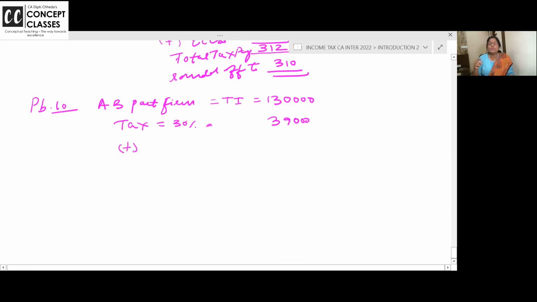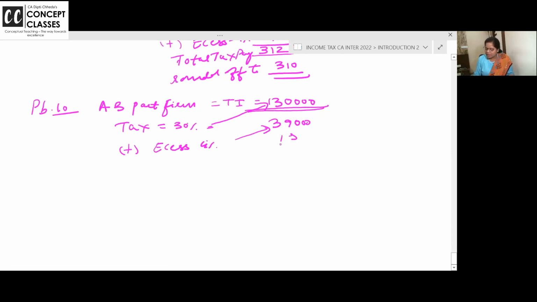And on tax, do we have surcharge, dear students? No, because the income didn't cross 1 crore. So shall we take education cess 4%? Tax is calculated on income. Cess is calculated on tax. 39,000 ka 4%. 1,560. So what is the tax payable by this partnership firm?